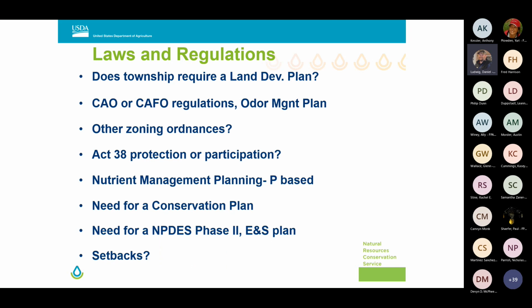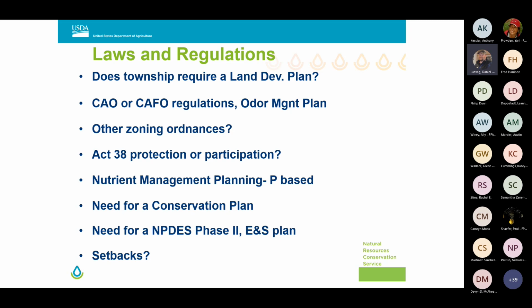So we talked earlier a lot about laws and regulations, but things we have to consider is, depending on where the farm's located, does the township require a land development plan? As Frank talked about, are they a CAO or a CAFO? Are they required to have that odor management plan? And are there other zoning ordinances out there that they have to follow? Again, are they a regulated farm that falls under CAO, or are they going to participate voluntarily?